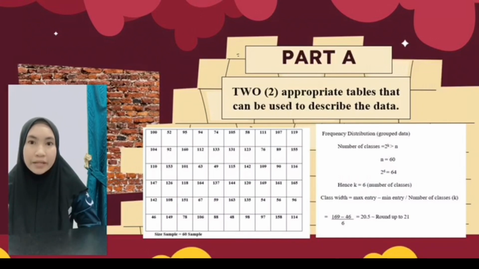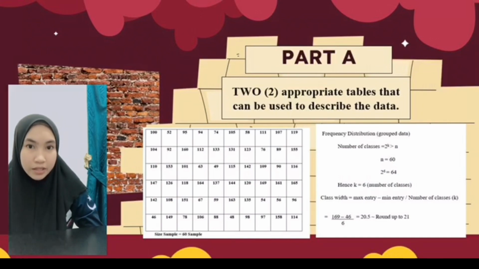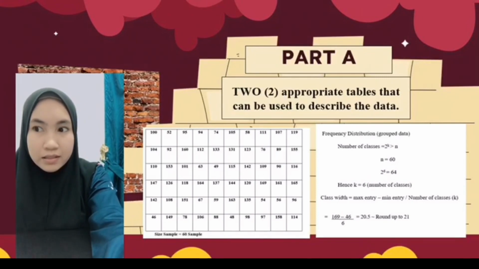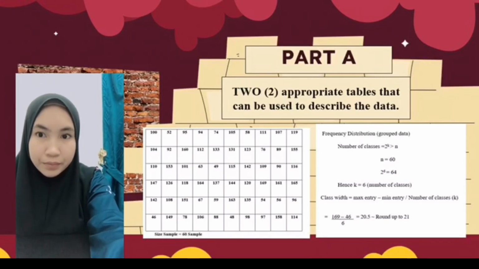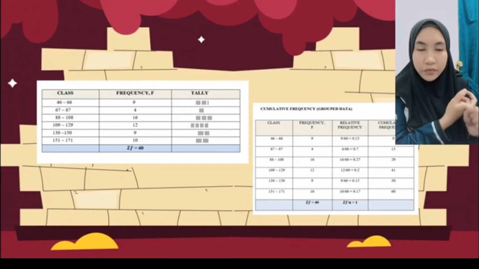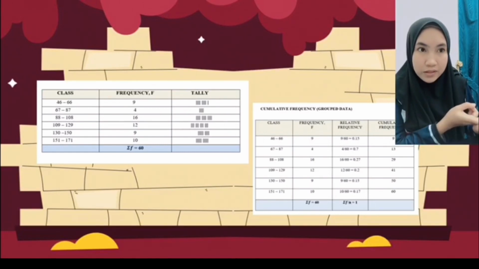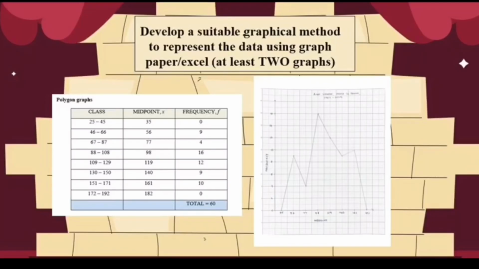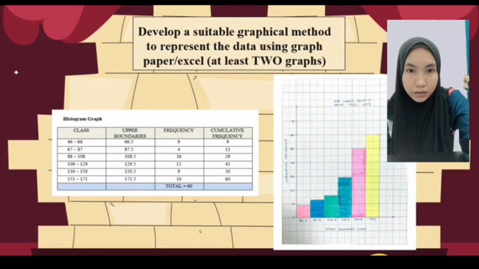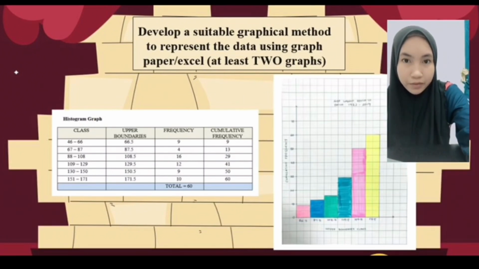I will present part A, which is data arrangement and graphic. This is the table data that we chose, which is 60 samples. This is the table for classes, number of frequency, relative frequency, and cumulative frequency. For the graph method, we choose a polygon graph. Another graph that we chose is the histogram graph.